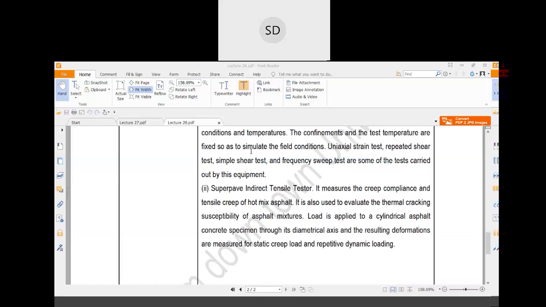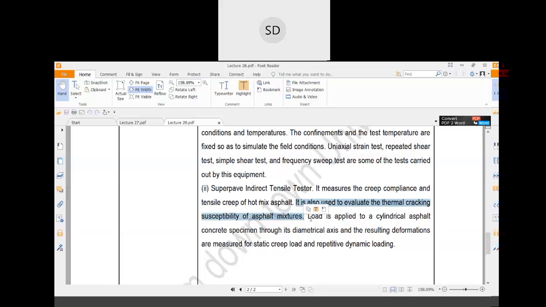Now another test is there that is called the Super-pave Indirect Tensile Tester. It measures the creep compliance and tensile strength of hot mix asphalt. You know what is creep compliance? That is, in the creep condition, the strain divided by stress is the creep compliance. It is also used to evaluate the thermal cracking susceptibility of the asphalt mix. Thermal cracking susceptibility means whether, because of the temperature fall, there is any susceptibility of cracking of that material.